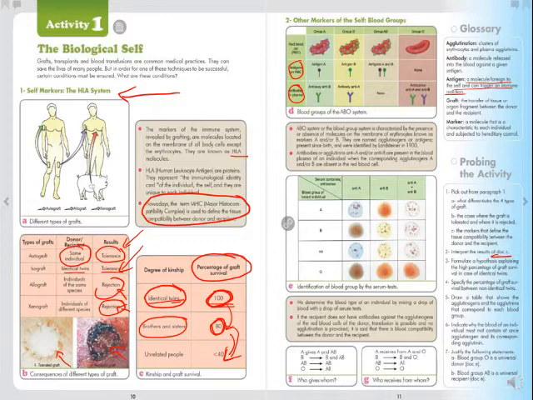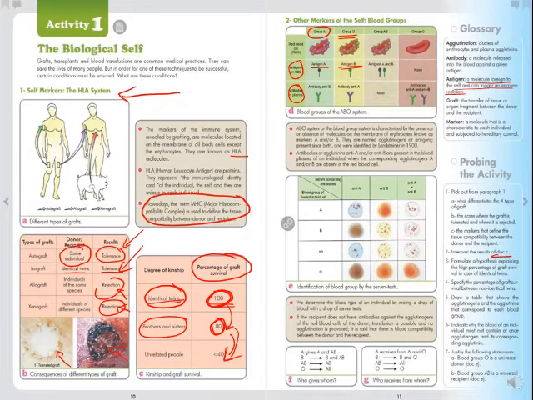Let's start with the first group, group A. The blood group always has the same antigen as the blood group. We have antigens A and B, and we don't have antigen AB or antigen O. So blood group A has antigen A. Blood group B has antigen B. As we notice here, the blood group and the antigen are the same. Blood group A, antigen A. Blood group B, antigen B.